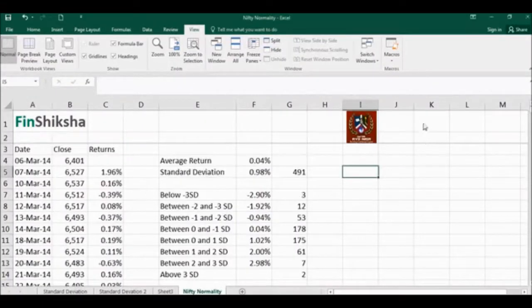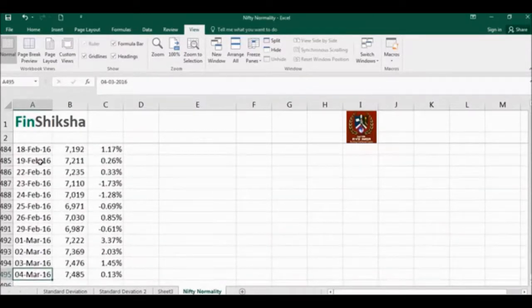So for this purpose, what you see here is the date starting on a particular date, which is 6th March 2014, and this goes on till 4th March 2016, and we're looking at 2 years of data. In column B, you find the data around the values of Nifty, and in column C, you're basically calculating the return on a day-to-day basis.